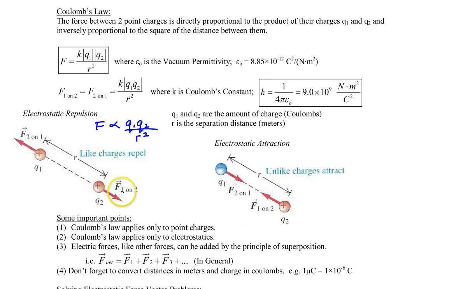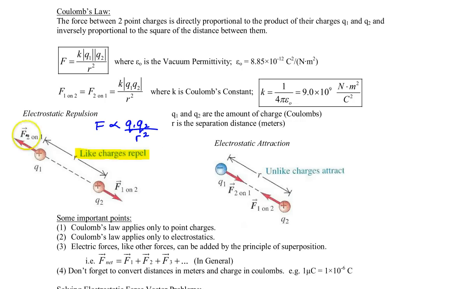Like all forces, we see that they are vectors, and they point along the radial direction that is either away or towards. For two positive charges, the force of one charge on the other is directed away. Thus, if they were to be released, they would move away from each other, and hence like charges repel.